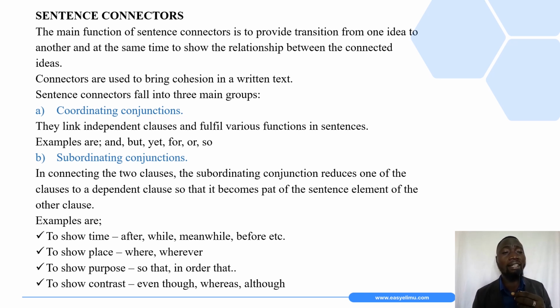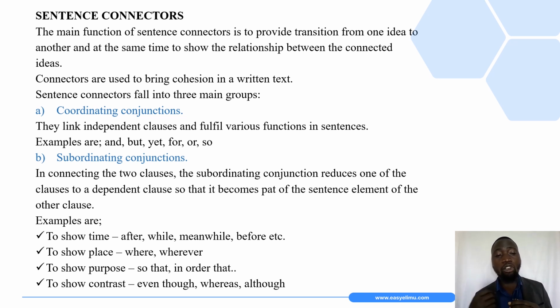So to start, dear students, the main function of sentence connectors is to provide transition from one idea to another, and at the same time, their function is to show the relationship between the connected ideas. So this is to say that connectors are used to bring cohesion in a written text. Sentence connectors fall into three main groups or categories.